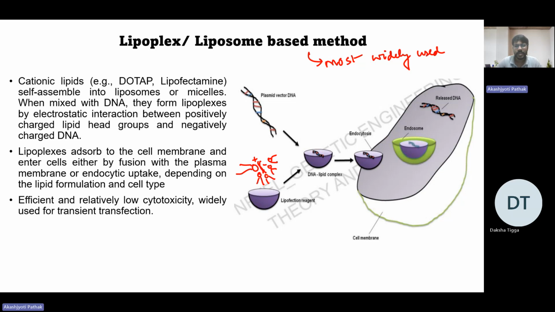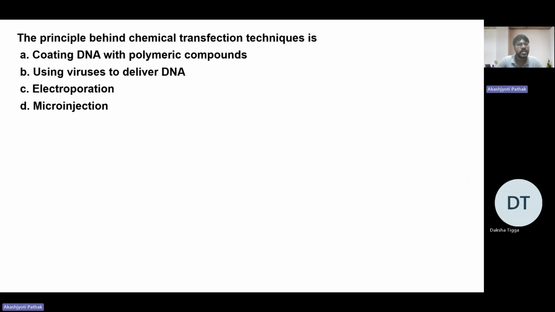This is a liposome-based method. So this is the lipofectamine reagent. You can see this figure was explained in the lectures. Okay. So the principle behind the chemical transfection technique is what?